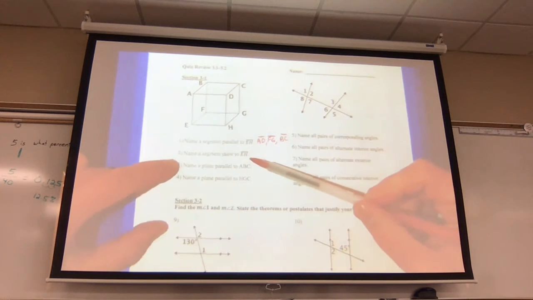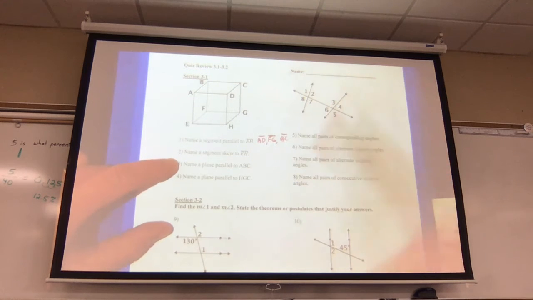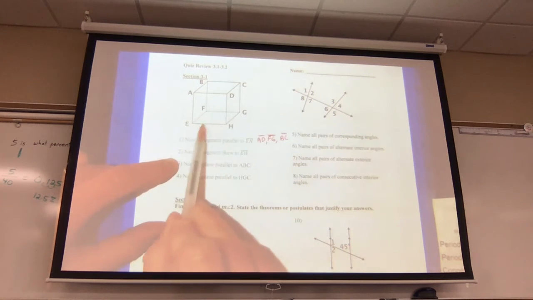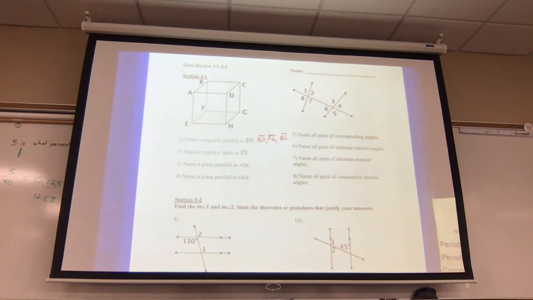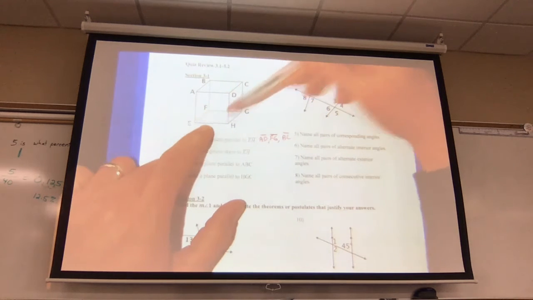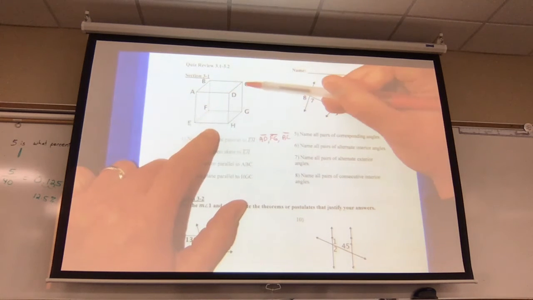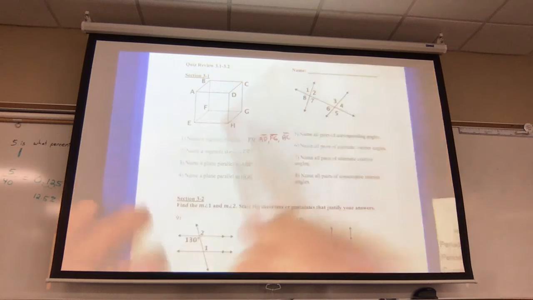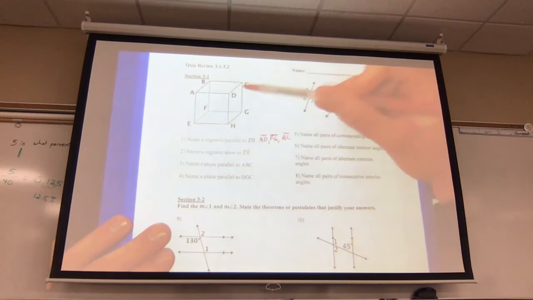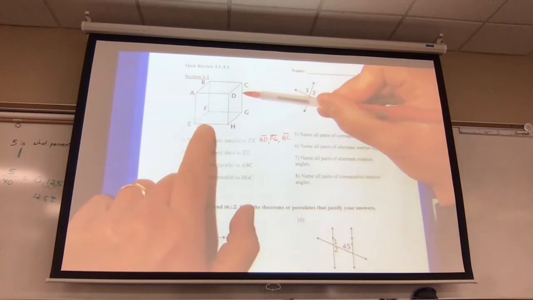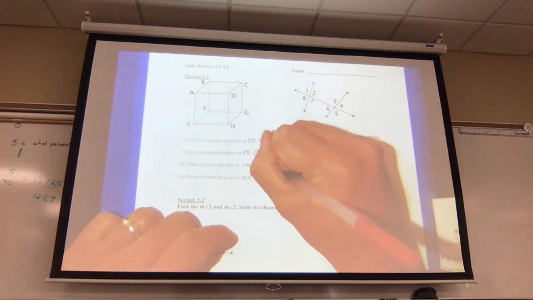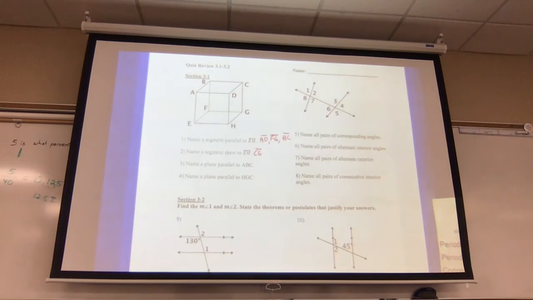They want to name a segment that's skew to EH. So once again, we're using EH on the bottom here. Skew means they're going to be on different planes and not intersect. So as I look at EH here, one of the lines that would be skewed to it would be CG. EH is going left to right here, CG is going up and down. They're on two different planes. They do not intersect. That makes them skewed to each other.